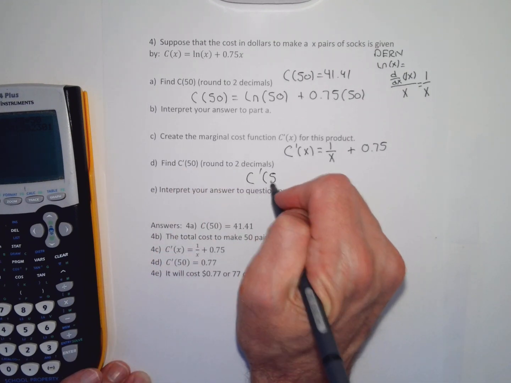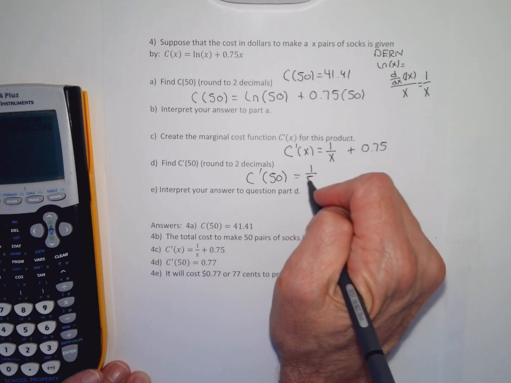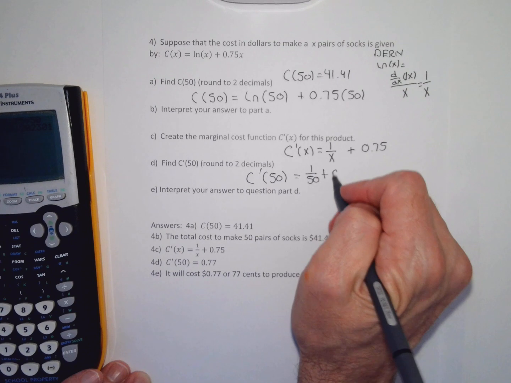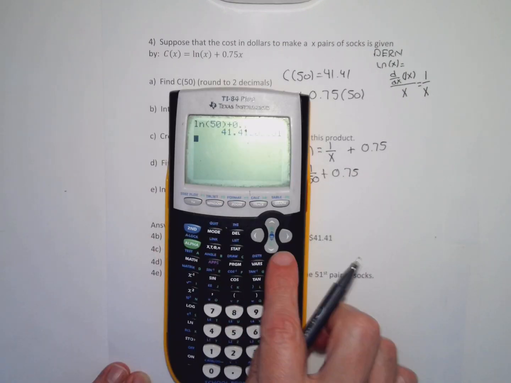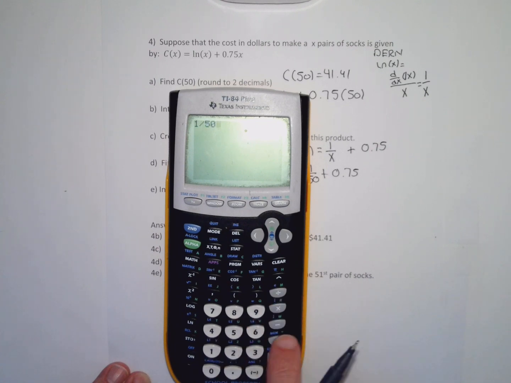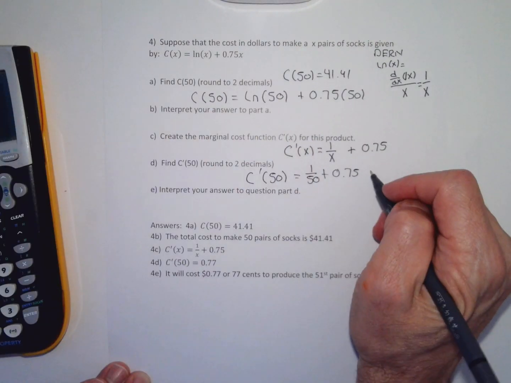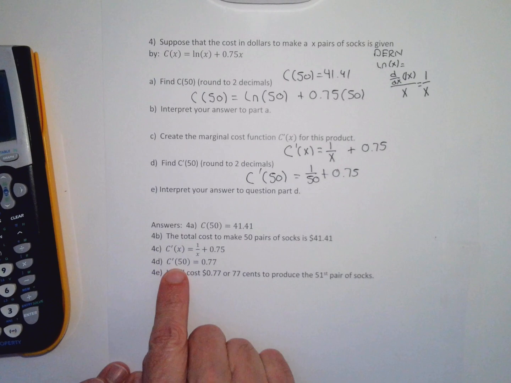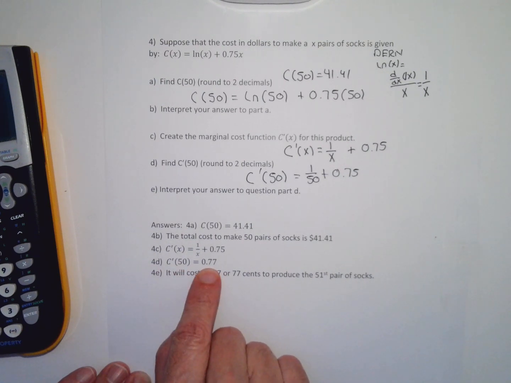Marginal cost of 50 units is 1 over 50 plus 0.75, and I'm going to round to 2 decimals again. So fraction 1 divided by 50 plus 0.75, and I get 0.77. I didn't even need to round to 2 decimals. My answer to part D, the marginal cost to produce 50 pairs of socks is $0.77, which is the same as 77 cents.